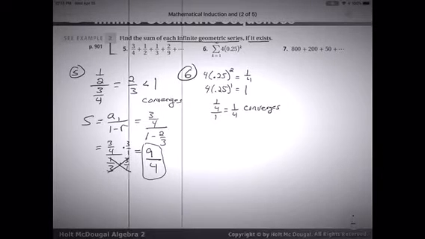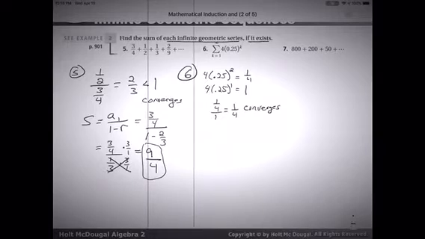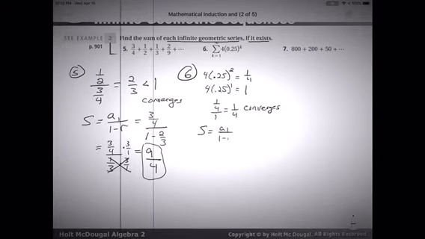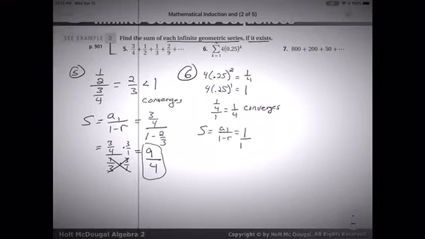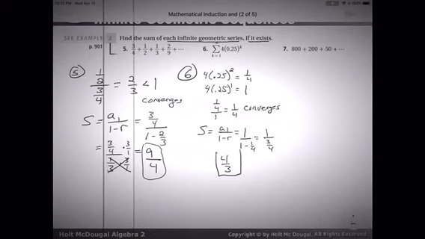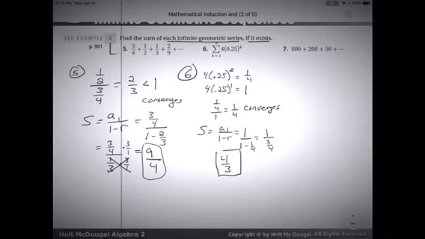And so we'll use our formula. S is equal to a sub 1 divided by 1 minus r. Our a sub 1 here, the first term, was 1. So that'd be 1 being divided by 1 minus 1/4. It's 1 divided by 3/4, so that's 4/3. So our sum is 4/3 for our infinite geometric series.